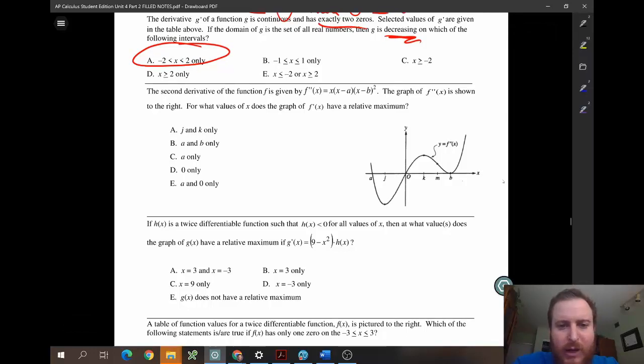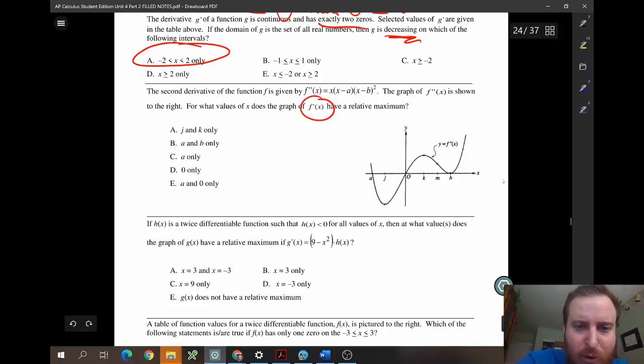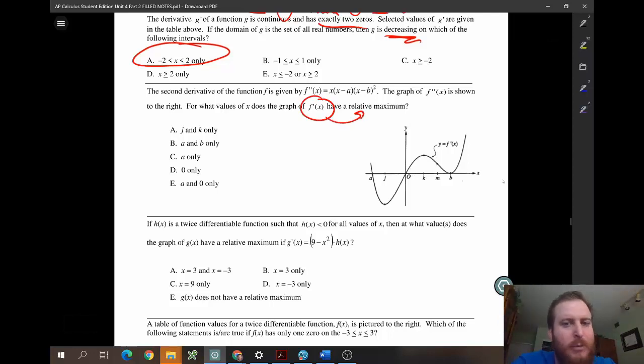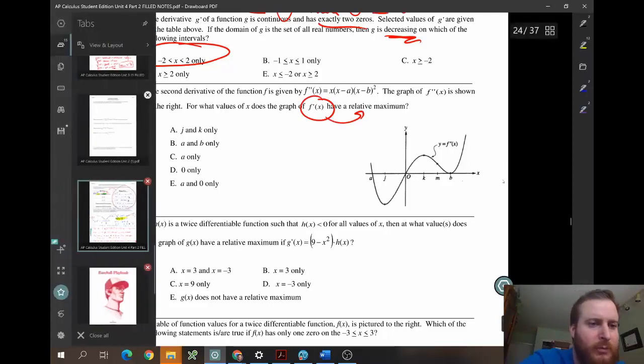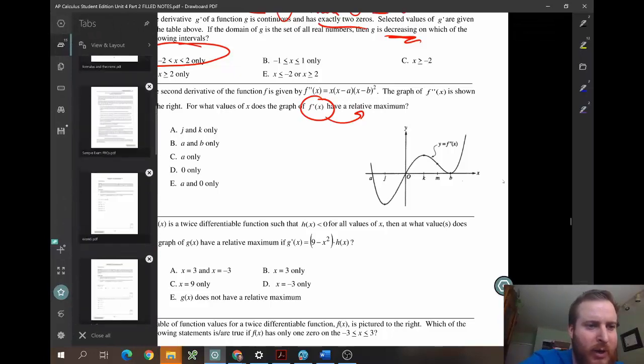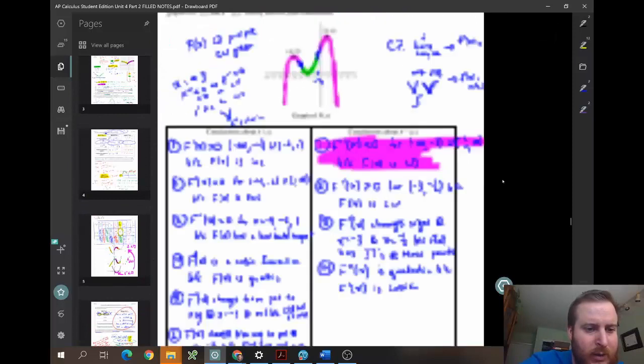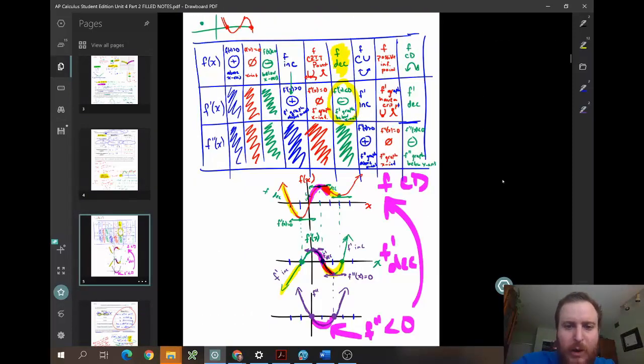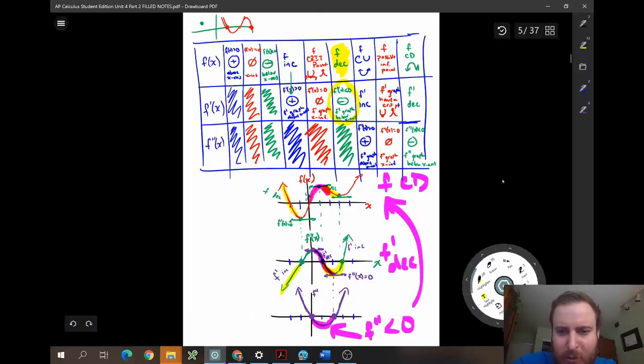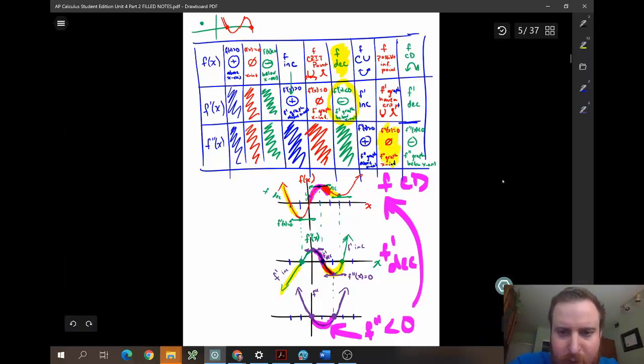So it wants to know where we have a relative maximum. Where f prime has a relative maximum. Not where f has a relative maximum, but where f prime has a relative maximum. So what you may want to do is go back to the chart that we made quite a while back. For f to have a relative maximum, that would be when f double prime is 0, that's where f prime would have a critical point, right?